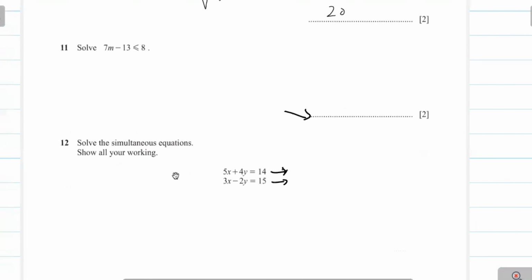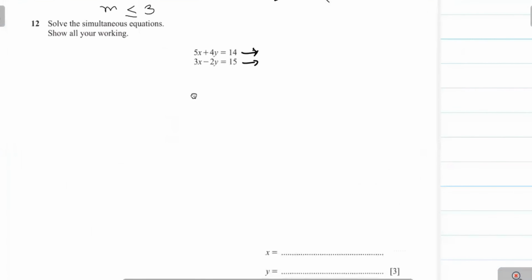Question number 11. Solve 7m minus 13 less than or equal to 8. We can write this as 7m is less than or equal to 8 plus 13, that's equal to 21. Therefore, m less than or equal to 21 divided by 7, this value will be equal to 3. Therefore, we write m is less than or equal to 3.